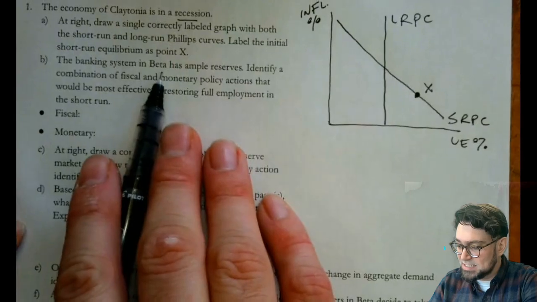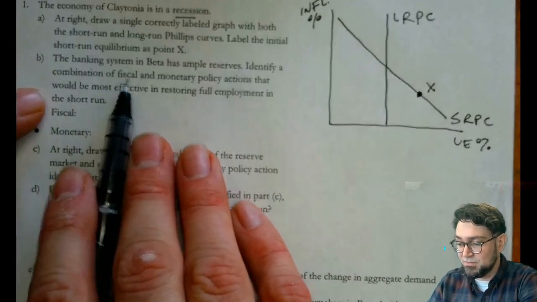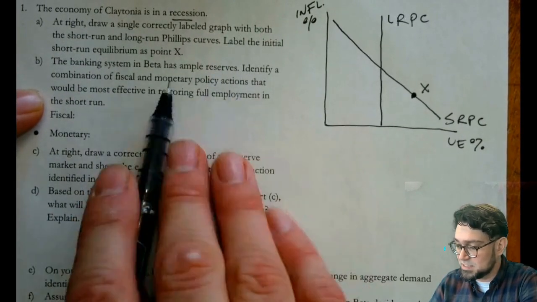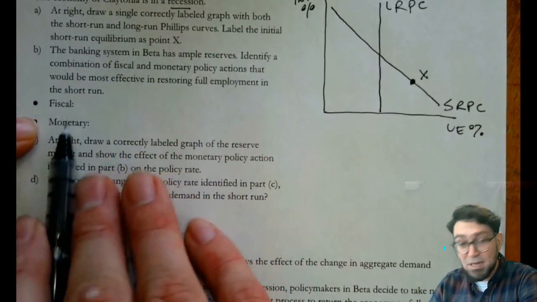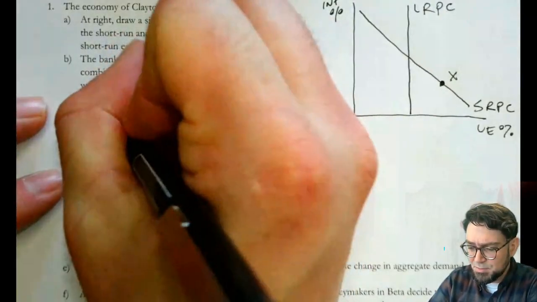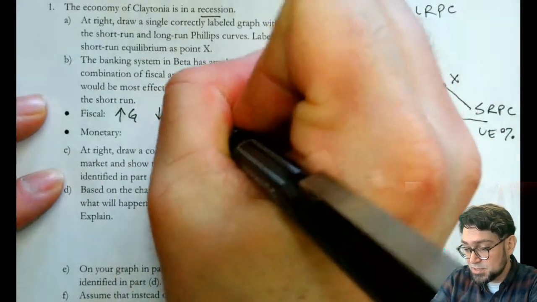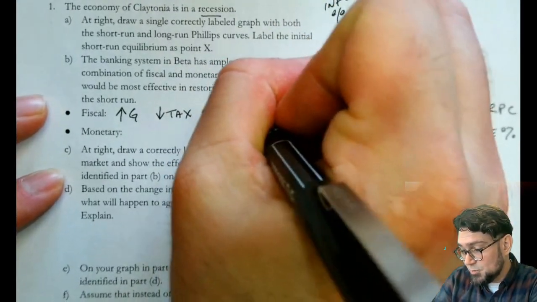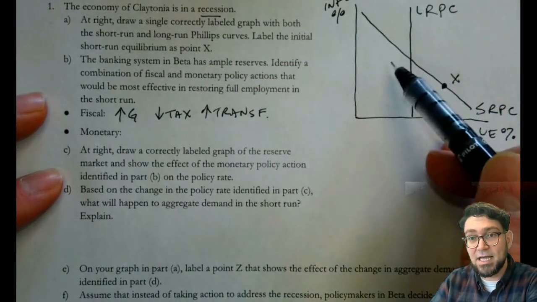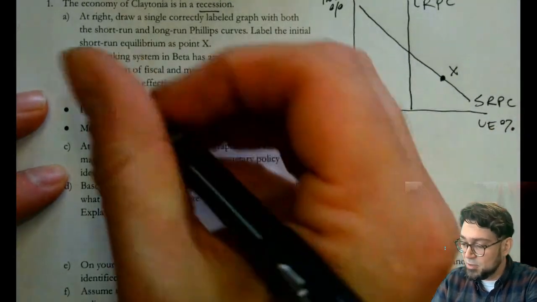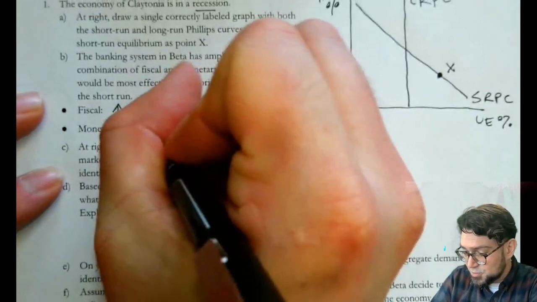The banking system has ample reserves. Identify a combination of fiscal and monetary actions that could fix this problem. So fiscal and monetary. So fiscal policy, maybe we increase government spending. We could also say cut taxes. We could also say increase transfers. Any one of those things would cause our X to move up that SRPC. We would also say to lower administered interest rates.